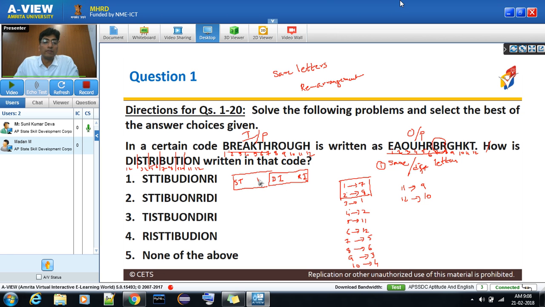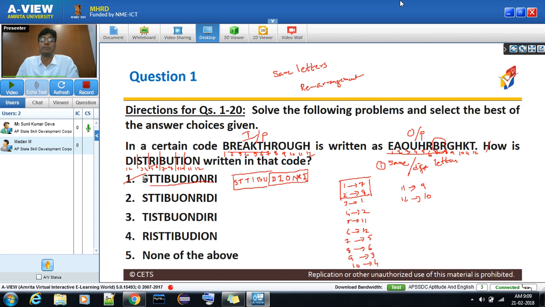So this here would be PU. Next, the ninth and tenth letters go to the third and fourth positions. The ninth and tenth are T and I, which are going to the two positions here. Now the 11th and 12th letters are going to the ninth and 10th places. So this would be O here, N here. So this should be the final output: S T T I V U D I O N R I.